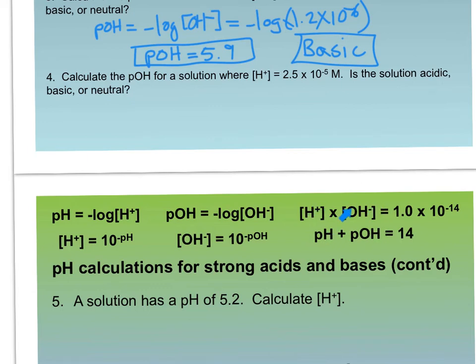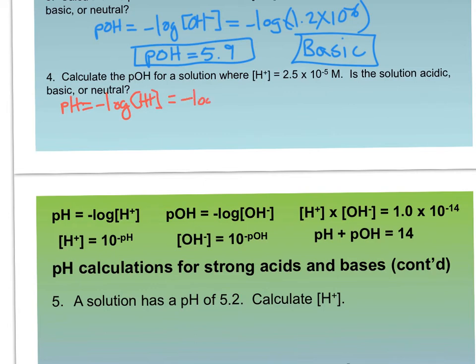Addition and subtraction is easier than multiplication and division. So let's go with the second method where we're going to use the H plus concentration to find pH, and then from the pH, find the pOH. So I'm going to use this equation first. So pH is equal to negative log of the H plus concentration.